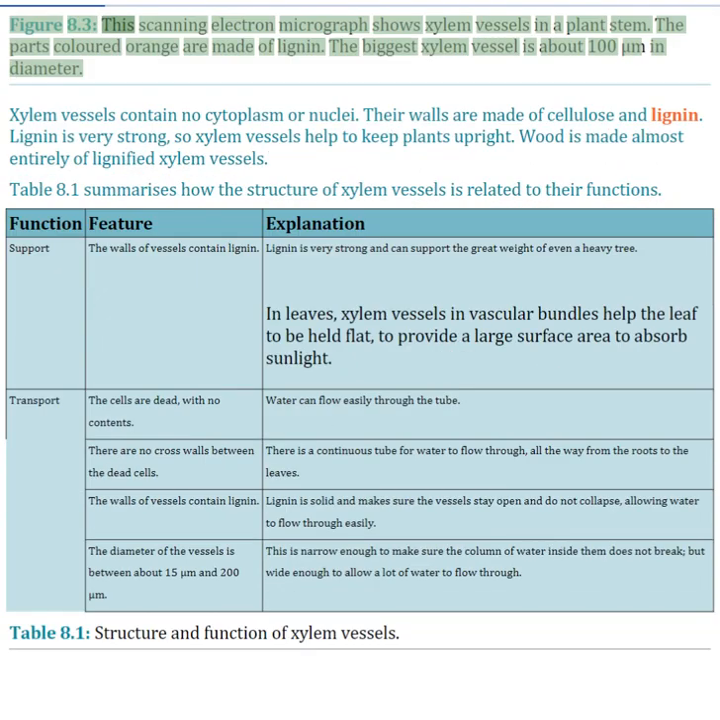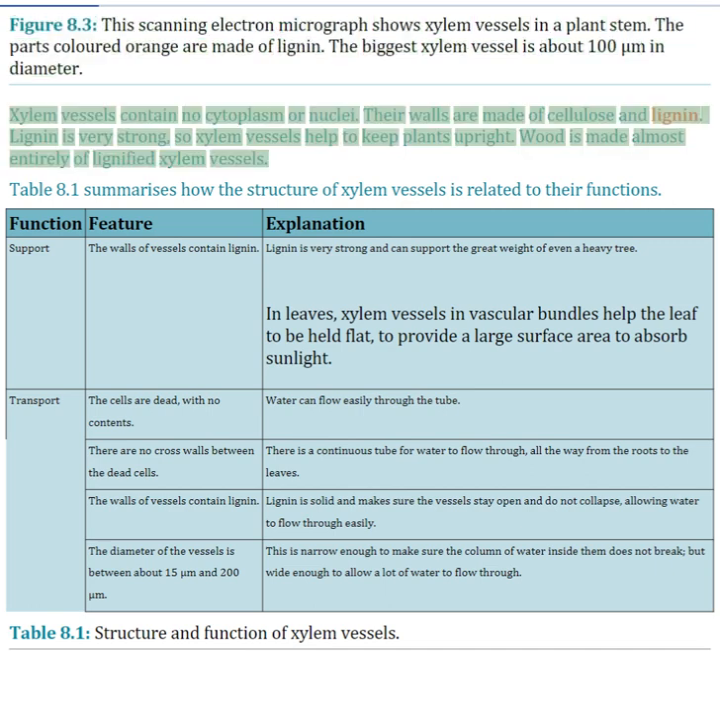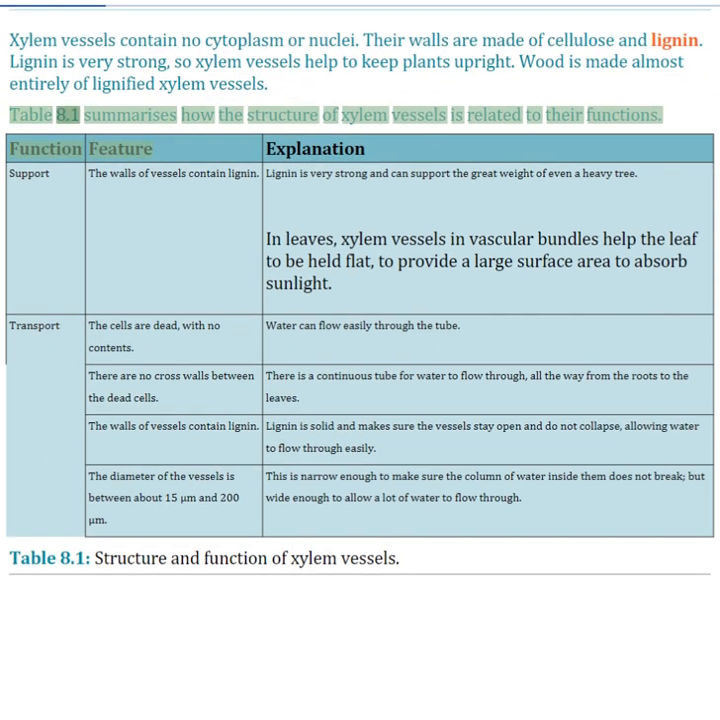Figure 8.3: this scanning electron micrograph shows xylem vessels in a plant stem. The parts colored orange are made of lignin. The biggest xylem vessel is about 100 micrometers in diameter. Xylem vessels contain no cytoplasm or nuclei. Their walls are made of cellulose and lignin. Lignin is very strong, so xylem vessels help to keep plants upright. Wood is made almost entirely of lignified xylem vessels. Table 8.1 summarizes how the structure of xylem vessels is related to their functions. Function, feature.